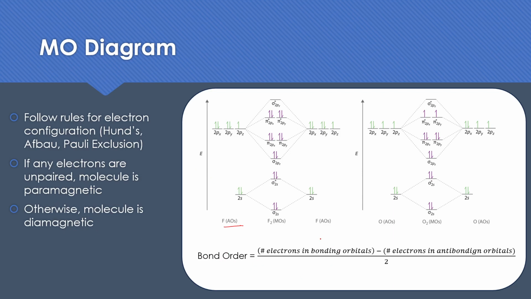Then you can calculate the bond order, and it's the number of electrons in bonding orbitals minus the number of electrons in anti-bonding orbitals, divided by 2. If we look at fluorine, we've got 2 electrons here, 2 electrons here, 4 total. We've got 5 and 5, so 10, and that's filled up. We see there are no unpaired electrons, so this is diamagnetic. The bond order for fluorine would be the number of electrons in bonding orbitals, 8, minus the number of electrons in antibonding orbitals, 6, divided by 2, or 1, which correlates with what we know of fluorine: a fluorine-fluorine single bond.